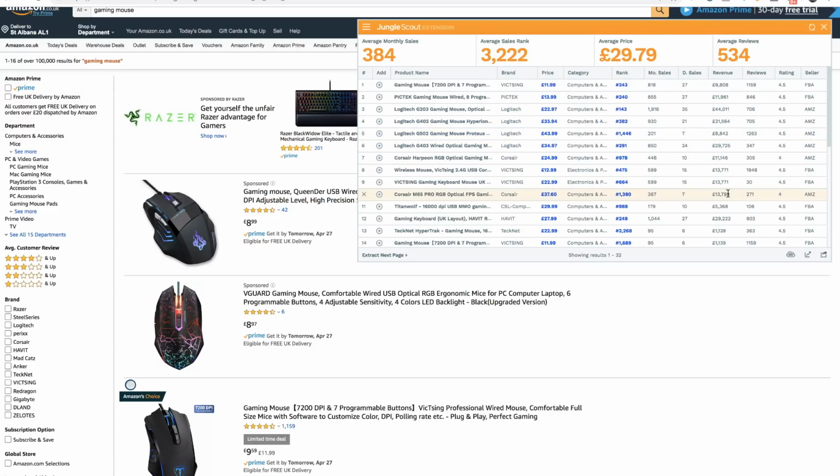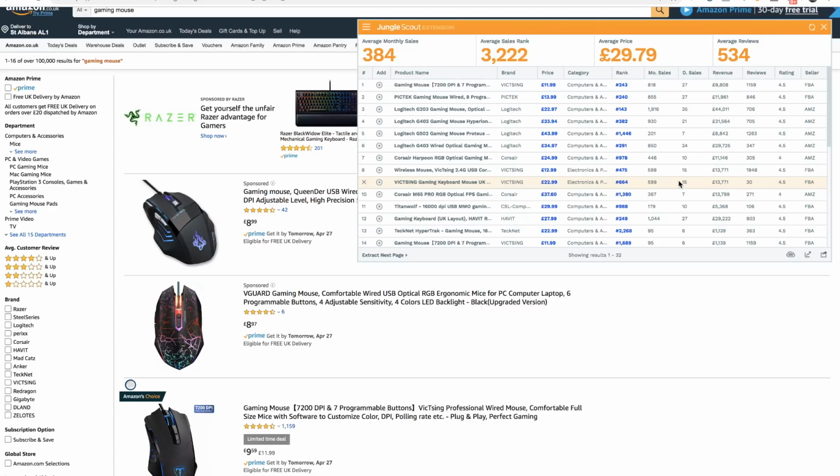Because if you can get at least over 100 reviews in a fairly short space of time, which is definitely possible, you could potentially be making easily upwards of £10,000 a month selling a mouse. It's very small, very light, very easy to make, and you can definitely create a good brand around it.